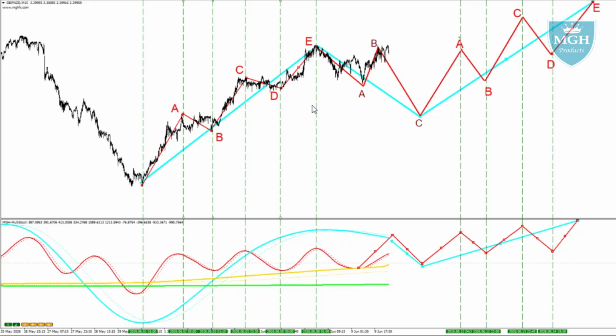Step 5. Set the alert and wait. And now the best part, I don't need to sit and watch the screen. I design my scenario. I set my conditional alert. For example, alert me when M15 crosses up, while H1 and H4 are rising, and I walk away. When the market reaches my scenario point, the indicator calls me. This is the complete workflow. See the structure, build the scenario, set the alert, and wait.